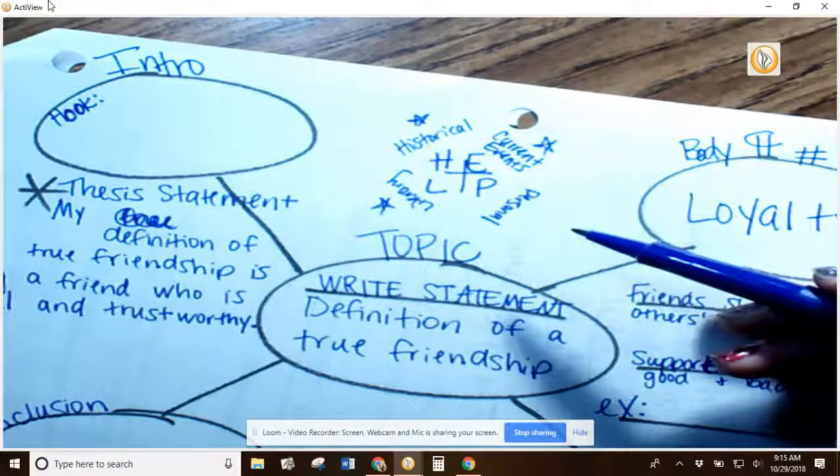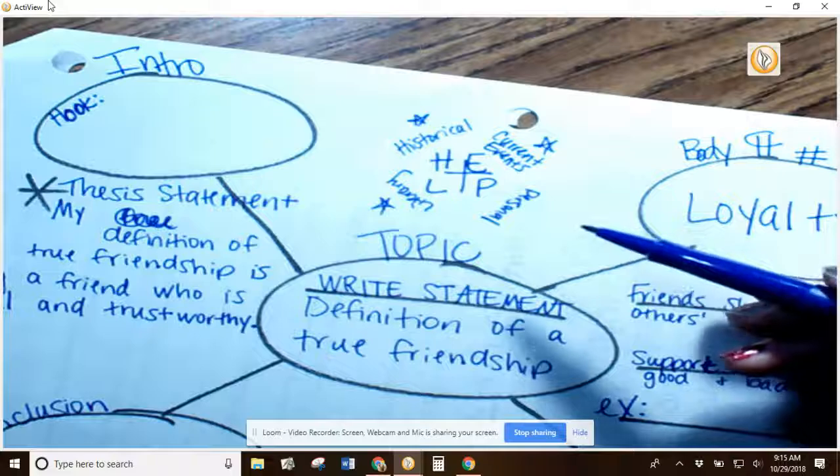Make sense? Okay, for this specific essay, what do you think I want you to use? The Outsiders. The Outsiders, which would be what type?